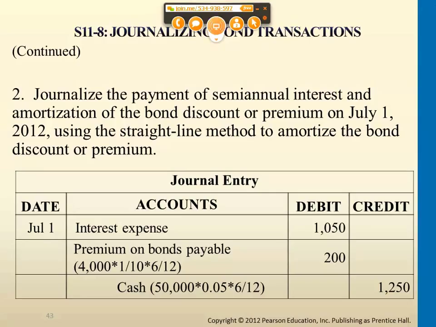Okay, so cash interest part will be $1,250. Premium on bonds payable $200. After subtracting $200, what's actually considered an interest expense would be $1,050 every half a year.